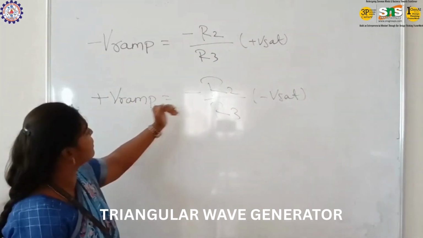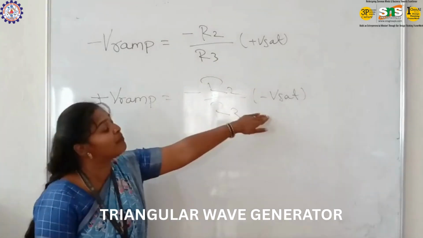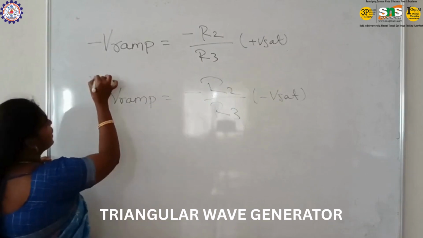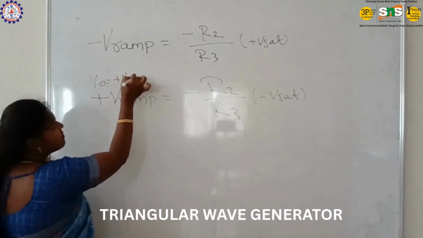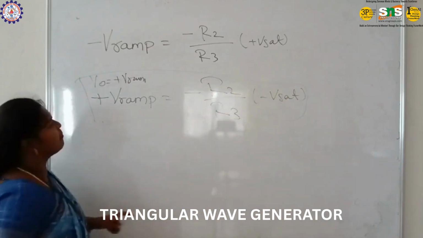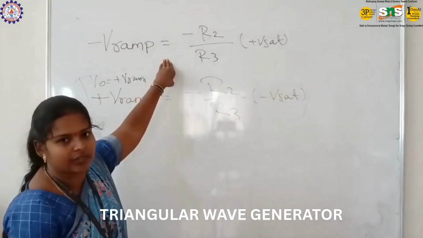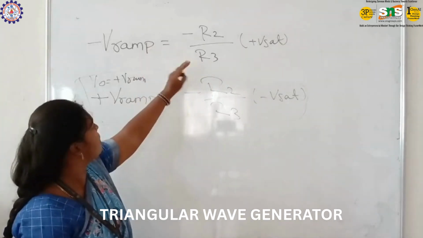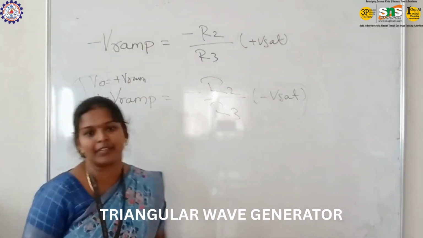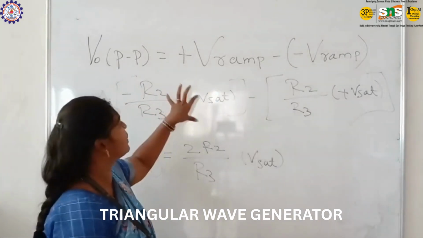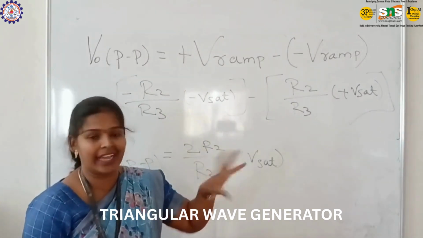equals minus R2 by R3 into minus V saturation. So our output V0 is equal to plus Vramp and minus Vramp, which are the saturation values. So this is the ramp output of the integrator, positive and negative. This is the formula for the peak to peak value of our triangular wave.